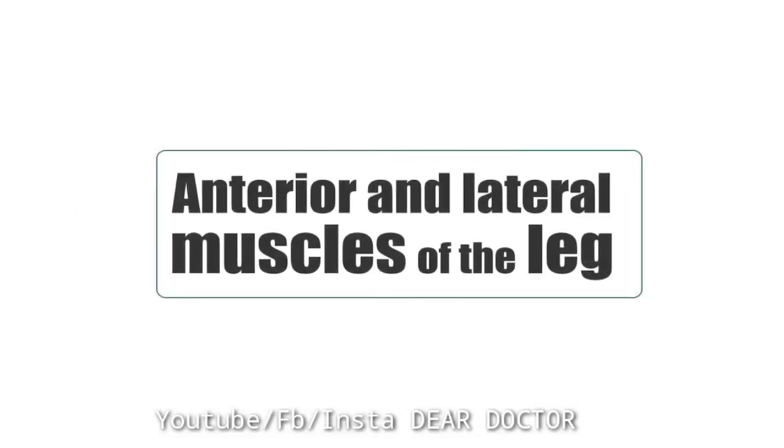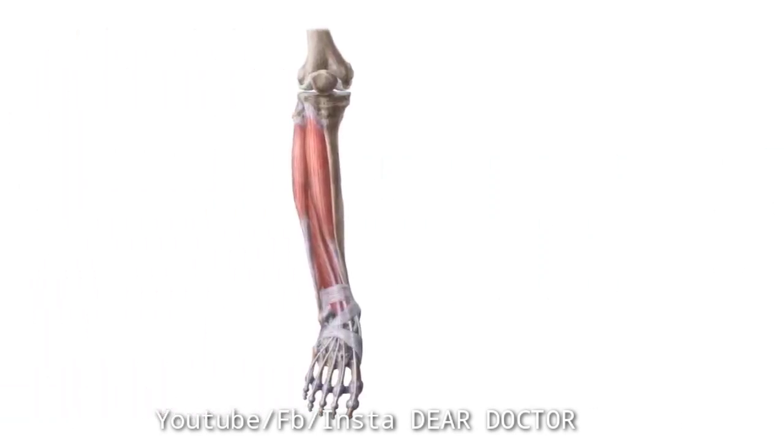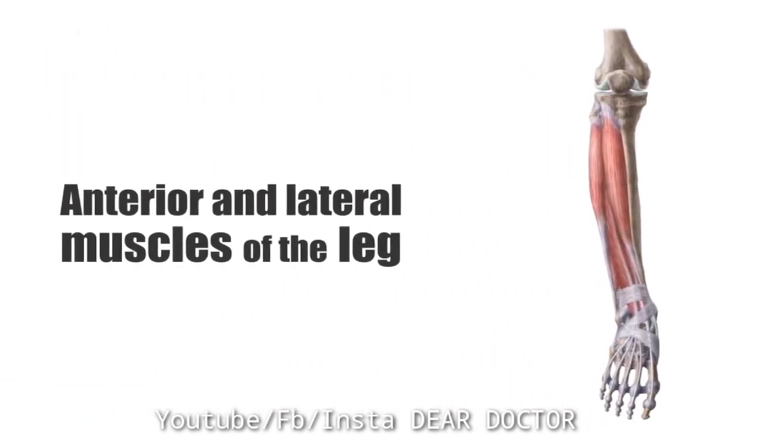To be talking about the anterior and lateral muscles of the leg. Now, in this tutorial, I'm going to be looking at the different muscles that you can find anteriorly and also laterally on your leg. And we're going to be looking at the different attachment points, so origin points and insertions, and then innervation of the muscles, followed by the different functions that these muscles have on the leg and also the foot.